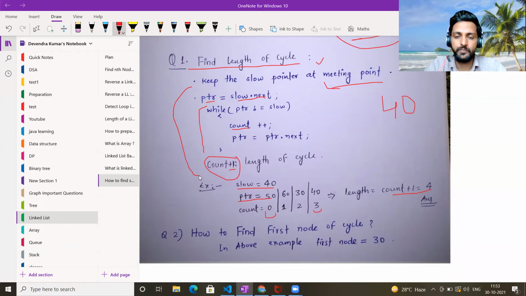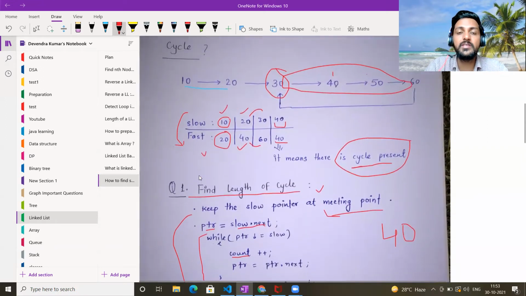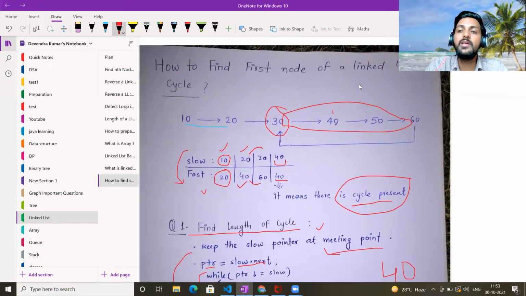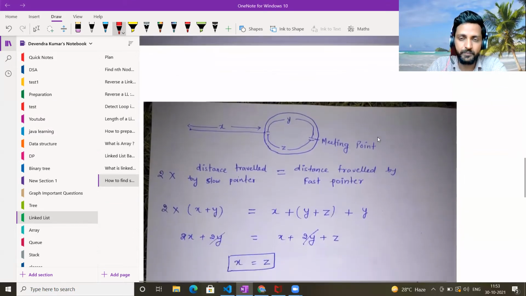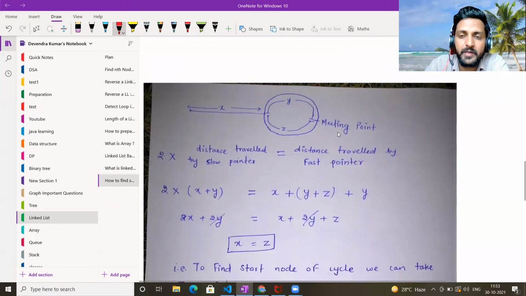Now, next question, which is our main question, is how to find the first node of the linked list cycle, right? How to do that? Okay, let us think about this. So before going to that, I just wanted to explain you some of the concept of the slow and the fast pointer. So let's say this is our meeting point.